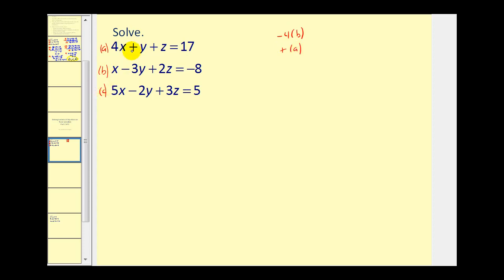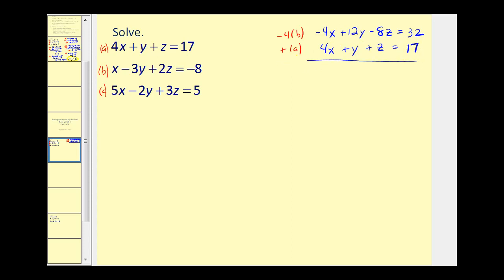So negative 4 times equation B will give us negative 4x. Negative 4 times negative 3y will be plus 12y. Negative 4 times 2z will be negative 8z or minus 8z equals negative 8 times negative 4 is positive 32. We're leaving equation A the same, so we have 4x plus y plus z equals 17.